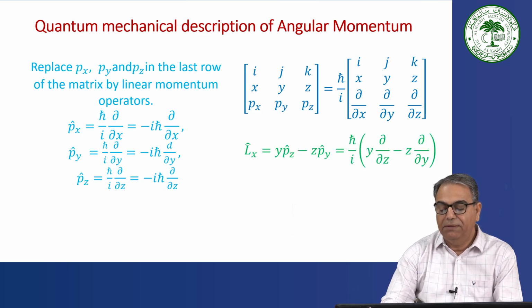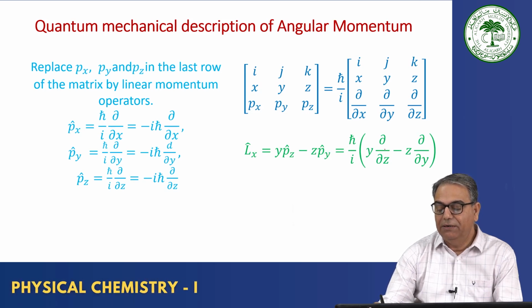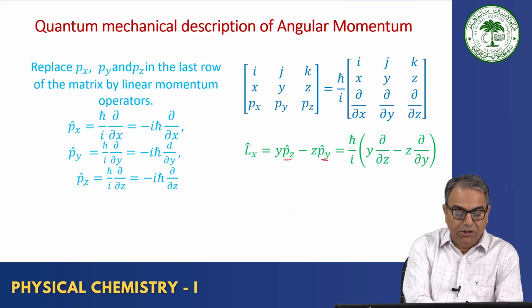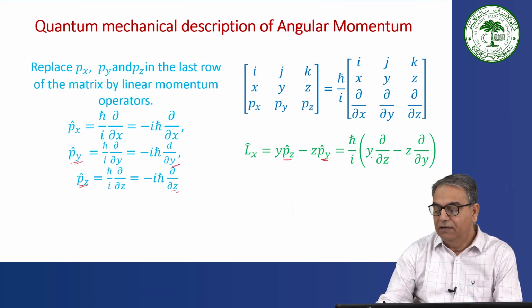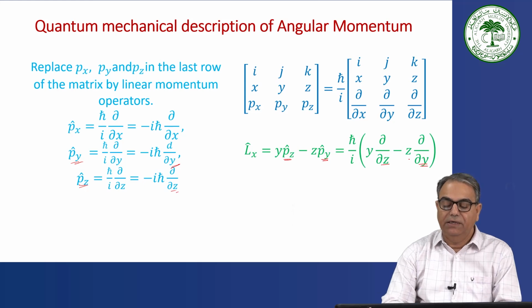If you put the operator, then Lx is equal to y pz minus z py, and so you can write h cross by i, y del by del z minus z del by del y. And if you look at this one, pz operator is del by del z, py operator is del by del y. So y was there already, and for pz you write del by del z, and for py you write del by del y. Okay. So this way you can write others also.